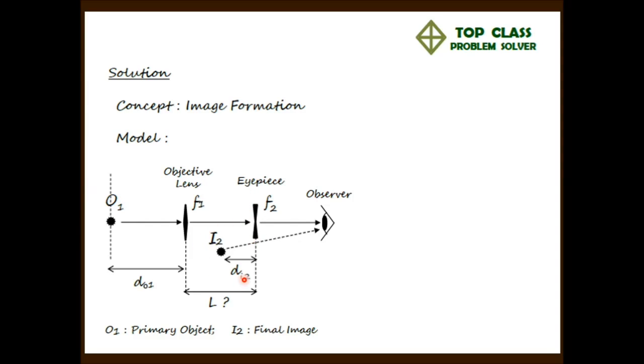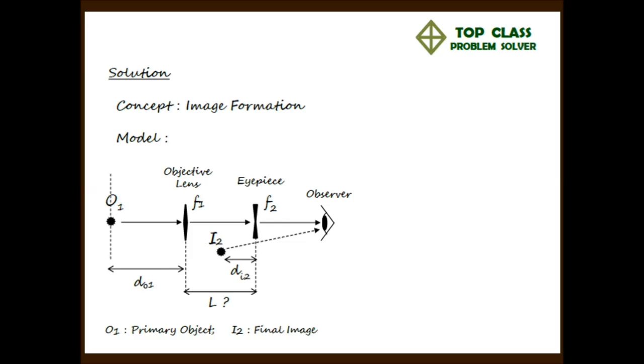Finally, we're told that the final image, which we'll call I2, is a virtual image. In our representation, we have the light traveling from left to right. So this means that the final image I2 must be to the left of the eyepiece.